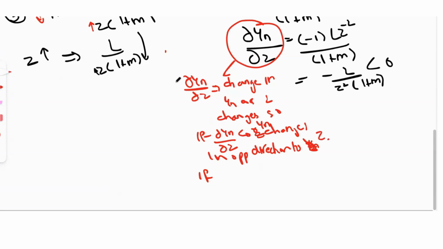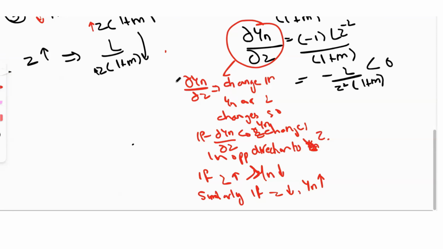So if this is negative, the sign is telling us that y changes in the opposite direction to z. If z increases, y will decrease, right? And similarly, if z decreases, y will increase, right? That's what it is. Just remember, the sign of your derivative tells us in which direction y changes.